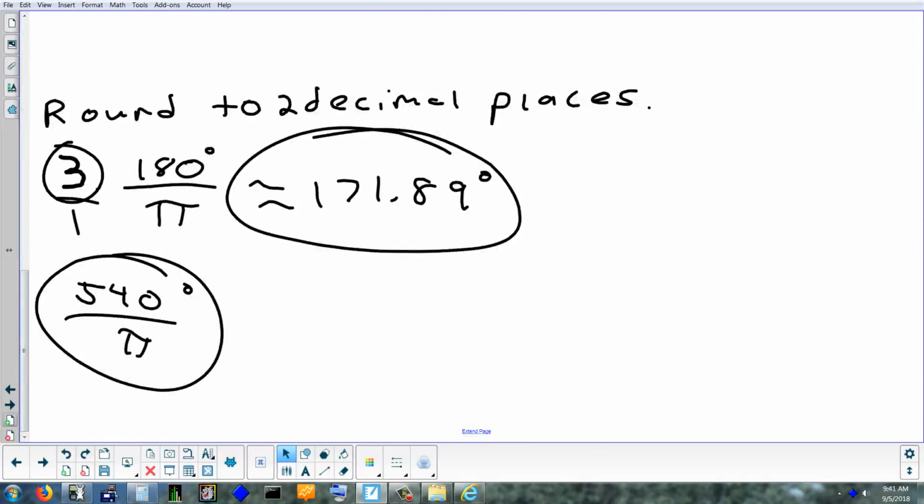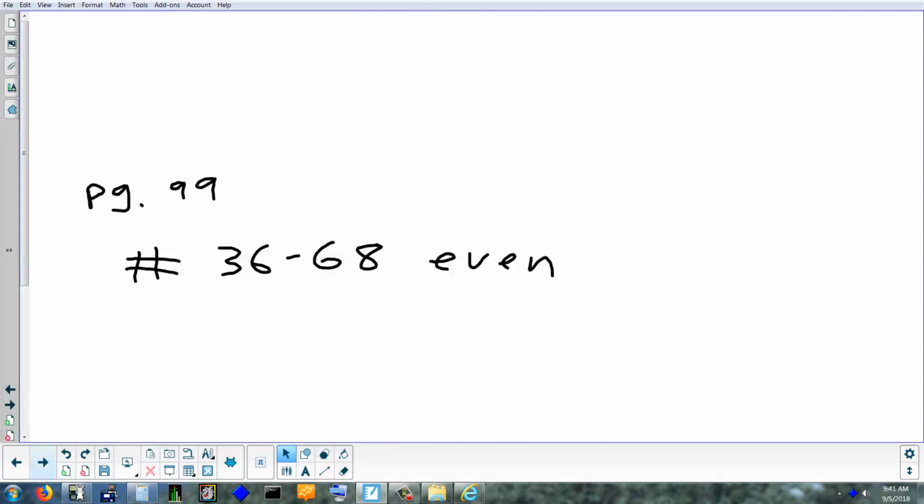Okay, so any questions on converting between radians and degrees? All right, so the homework tonight, it's page 99, and it's 36 to 68 even. Okay, so you've got a little under 20 minutes. So please use the time to get started. If you have any questions, you can ask me. If you're making a reference sheet for the test, you could start putting some of these formulas on it. But just please work on something.